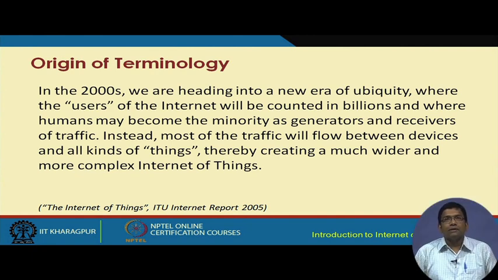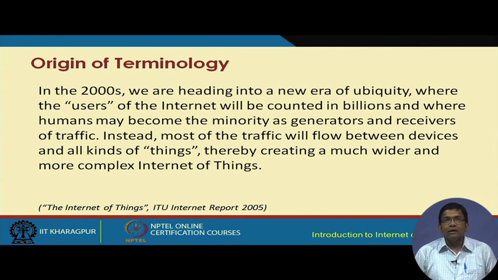So, talking about the origin of IoT. In the 2000s, what we are going to witness is a new era of ubiquity. In this era of ubiquity, we are not only going to have any place, any time connectivity, that means internet or network connectivity of different types, but also the service of connecting anything. So, anytime, any place, anything connectivity is what is going to be observed in this new era of ubiquity.